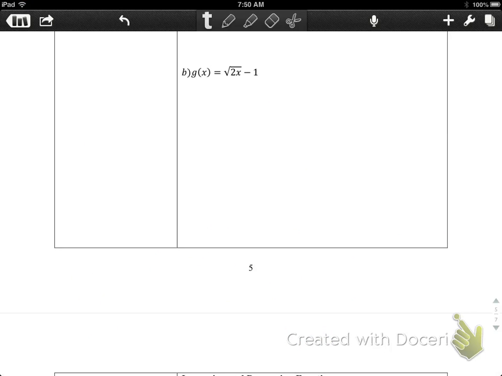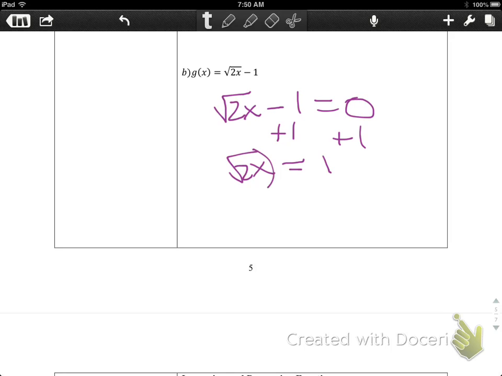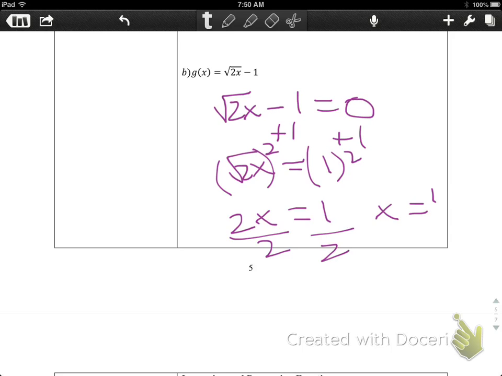Okay, so this next one, we have g of x equals the square root of 2x minus 1. Again, we need to find the zeros of this function. So you can take the square root of 2x minus 1, set that equal to 0. Remember what I said with square roots: if possible, isolate the root first. So let's add 1 to both sides. We get the square root of 2x equals 1. Then we can square both sides, and we'll get 2x equals 1. And then just divide by 2. So x equals 1/2.